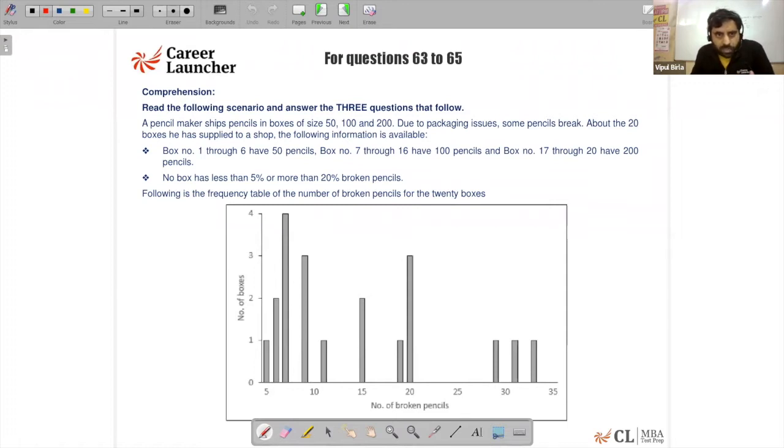No box has less than 5% or more than 20% broken pencils. Okay. So basically what they have given is nothing but, from 1 to 6, each box has 50 pencils. From 7 till 16, each box has 100 pencils.